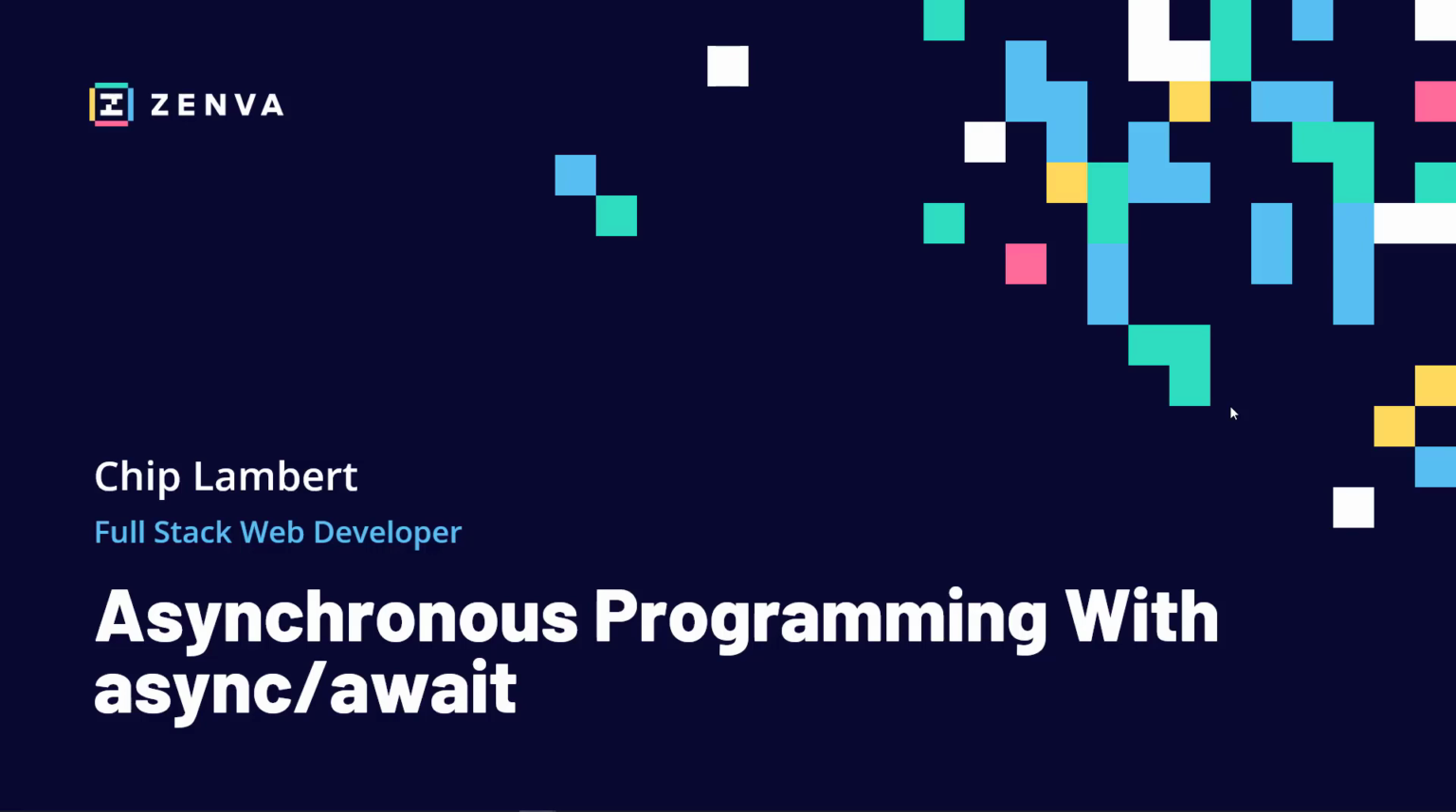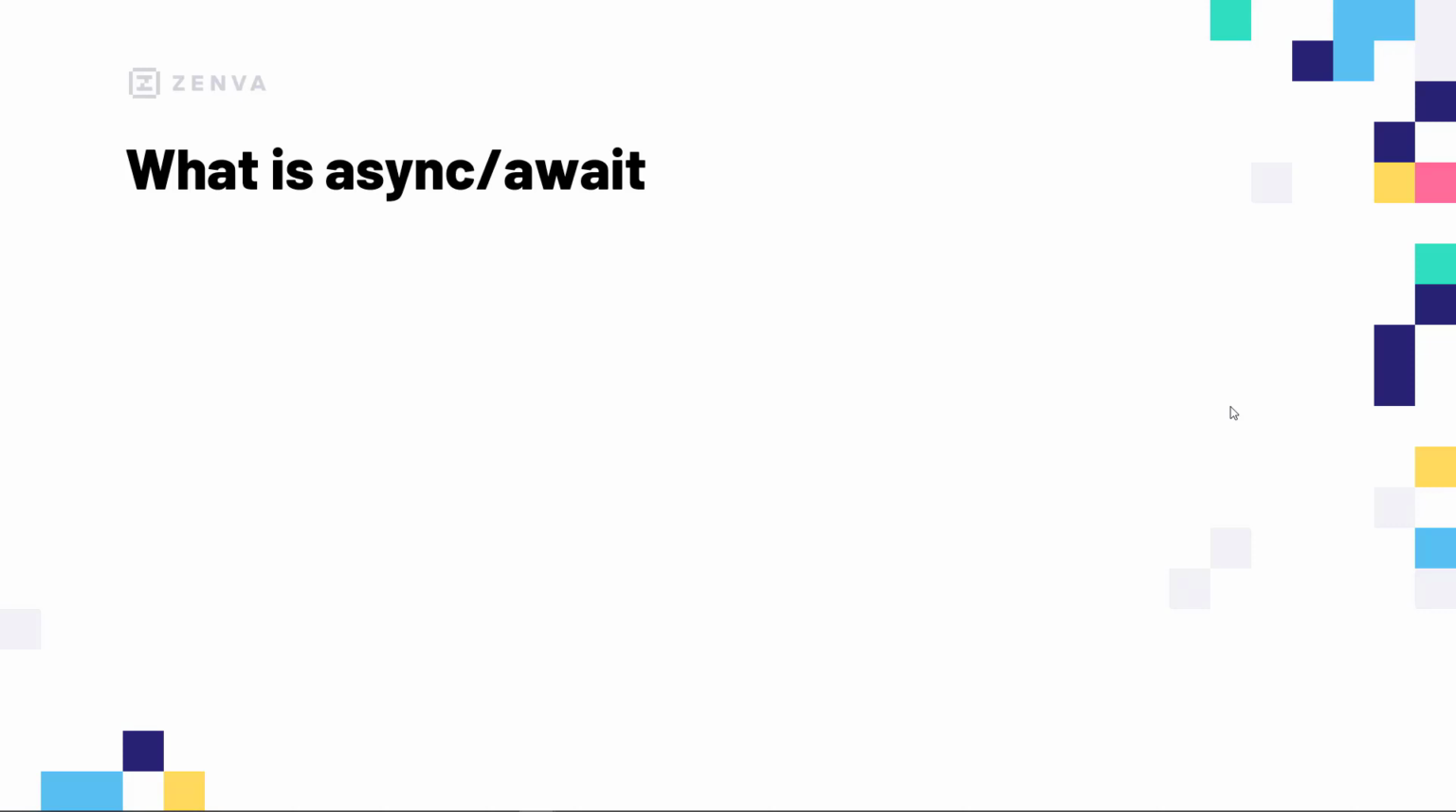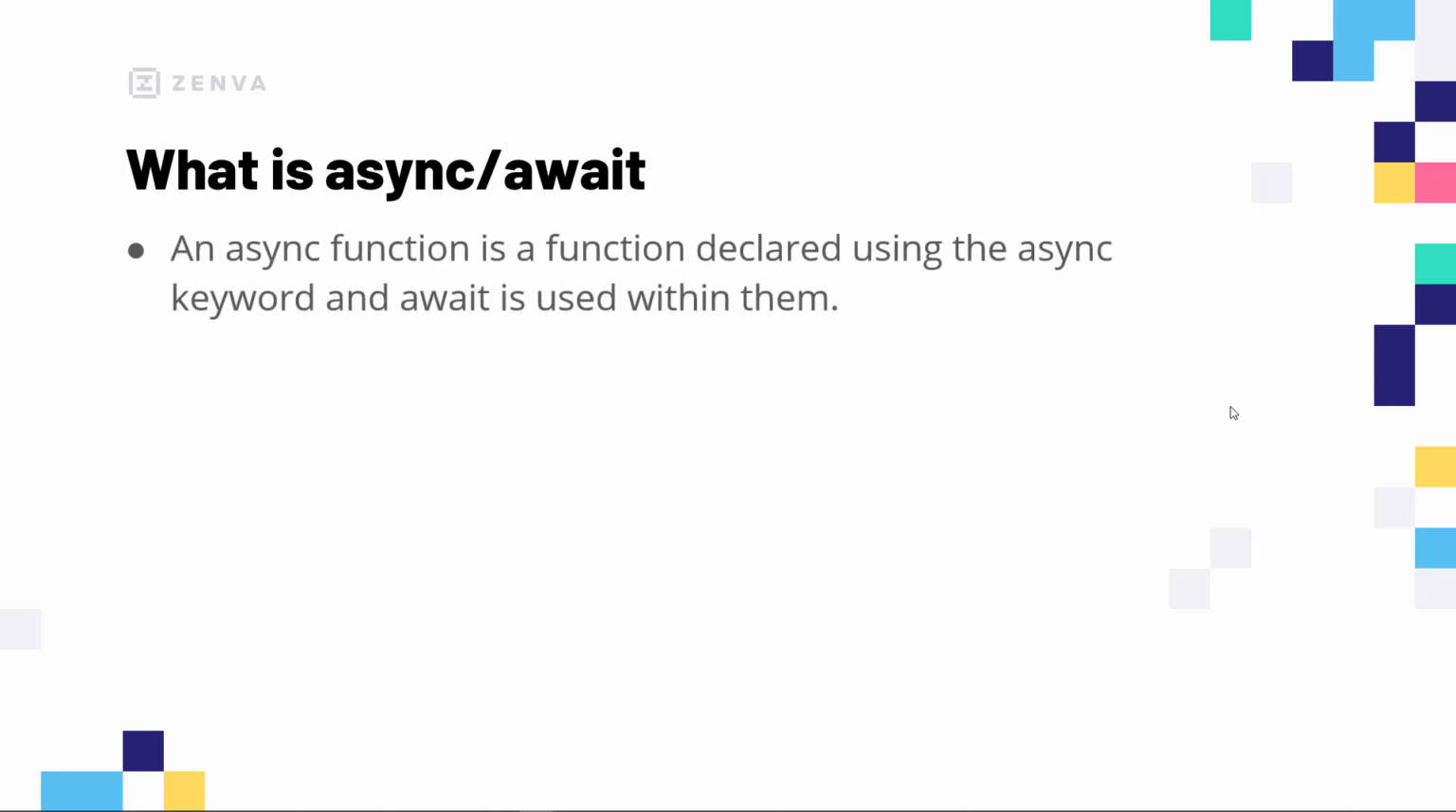And in this video, we're going to be taking a look at asynchronous programming with the async and await keywords. So what is async and await? An async function is a function declared using the async keyword, and await is used within them. So what that means is that we have to have the two keywords together.